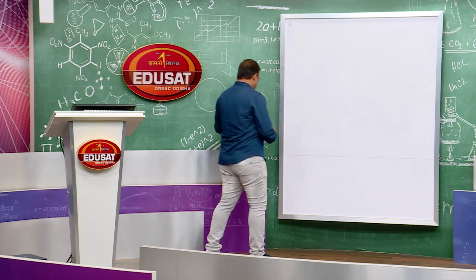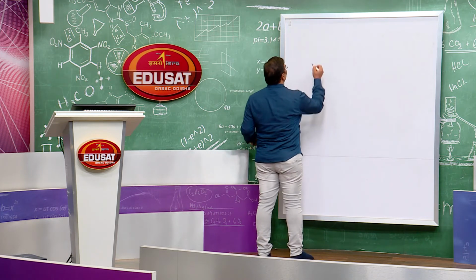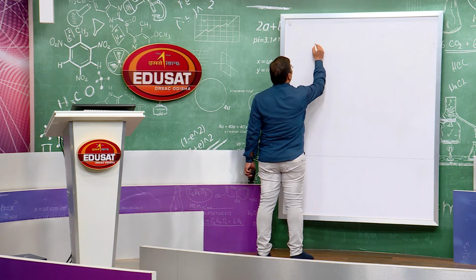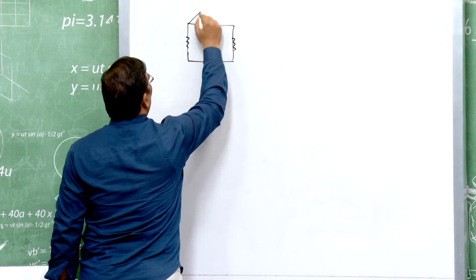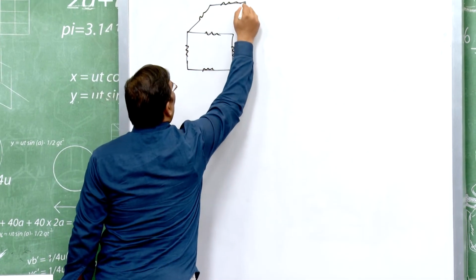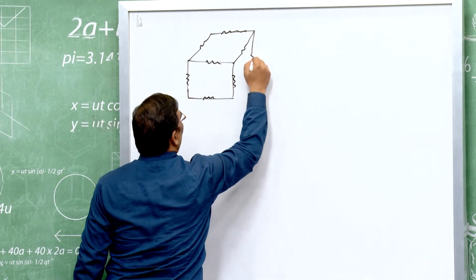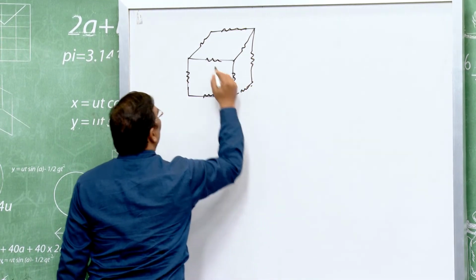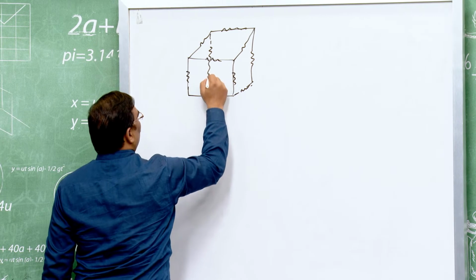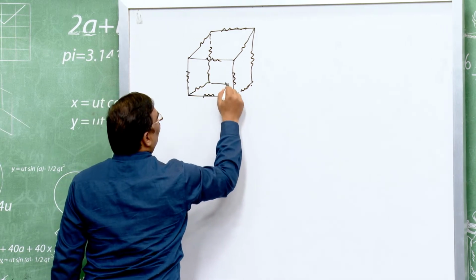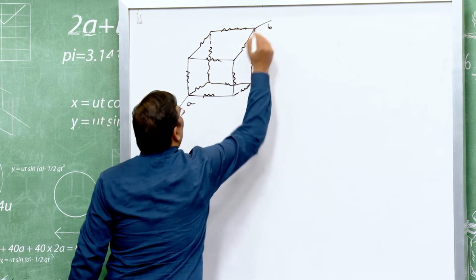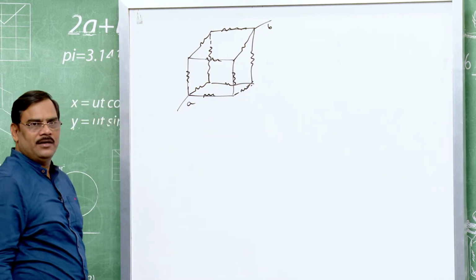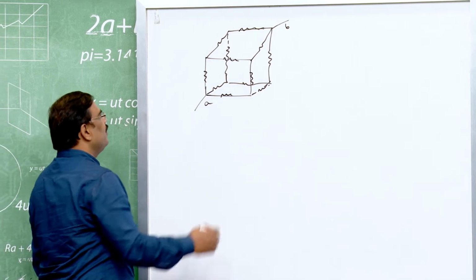Suppose there are 12 resistors connected on the sides of a cube like this. And we have to find out the effective resistance between the points A and B. This can be done by using Kirchhoff's first law.